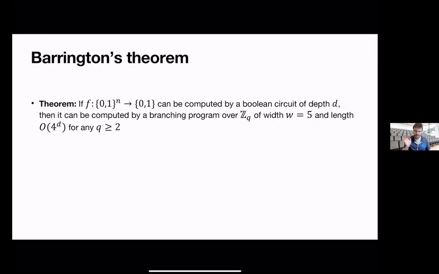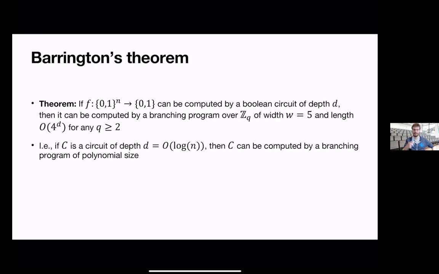So maybe I'll just go ahead and say, if we start with a circuit which has depth at most logarithmic, then this circuit can be equivalently computed by a branching program of polynomial size. Right? So if d is of the order log n, then 4 to the d is some polynomial in n. Okay, so logarithmic depth circuits are translated into polynomial size, that is, small branching programs.